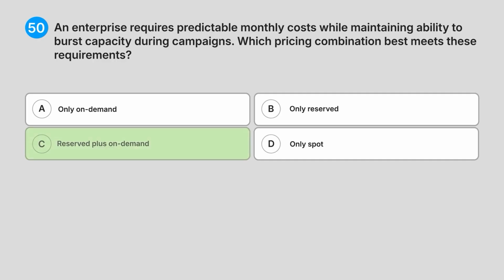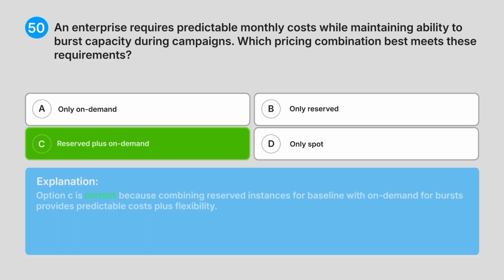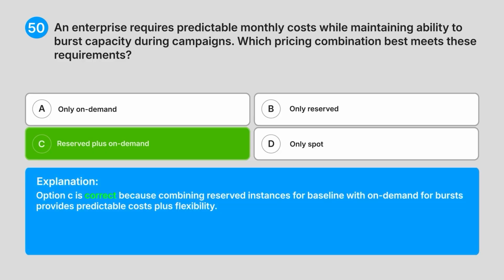Correct answer, C. Reserved plus on demand. Explanation. Option C is correct because combining reserved instances for baseline with on-demand for bursts provides predictable costs plus flexibility.